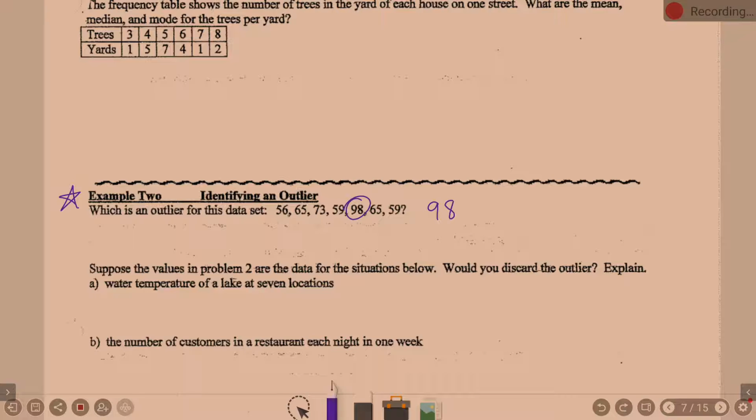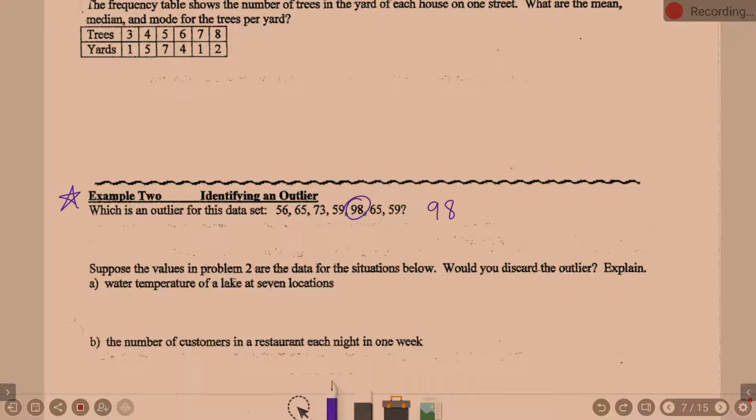Okay, suppose the values in problem 2, so in the one we just talked about, are the data for these situations. Would you discard the outlier? In other words, would the outlier affect your data and you would want to throw it out, or would it be okay to leave in? So, what if these values, these 50, 60, 70, and 98, were the water temperature of a lake at 7 locations? Would you discard the outlier as we talk about mean, median, and mode? Or would it be okay to just leave it in?